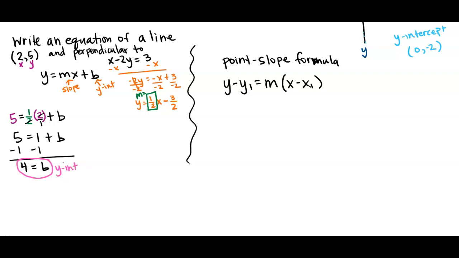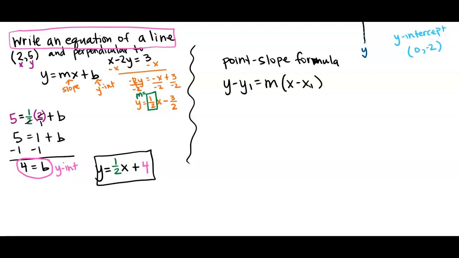Now I can use both of those things to put it into an equation. I'm not done yet because I haven't written an equation of a line yet. So let's do that. I get y equals, in this y equals mx plus b form, my slope is 1/2, so 1/2 x plus my b is 4. That would be my answer. That is the equation of a line that goes through this point and is perpendicular to this.